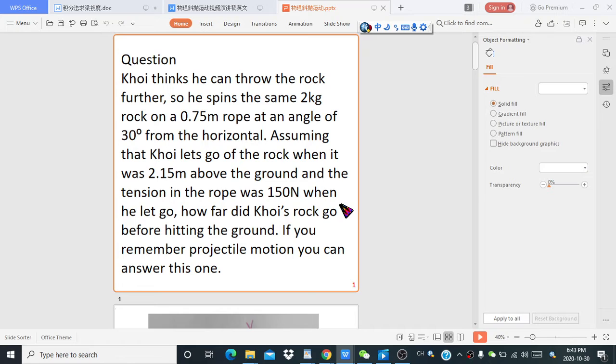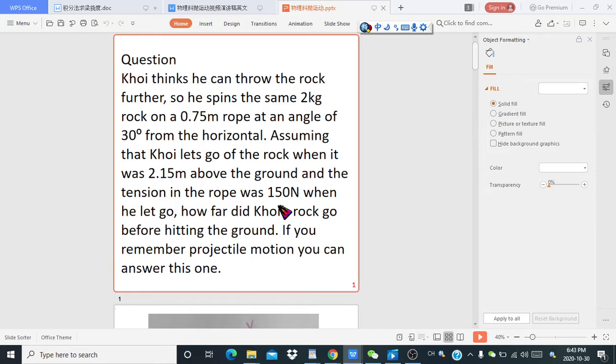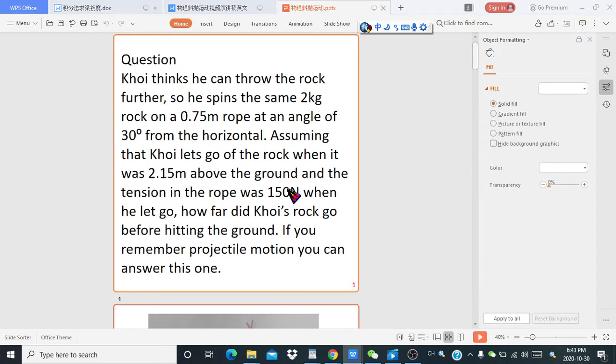I'd like to introduce a question of Ontario, Canada, grade 12, physics for university preparation, coded as SPH4U. This is the question. Coil spins to throw a rock.